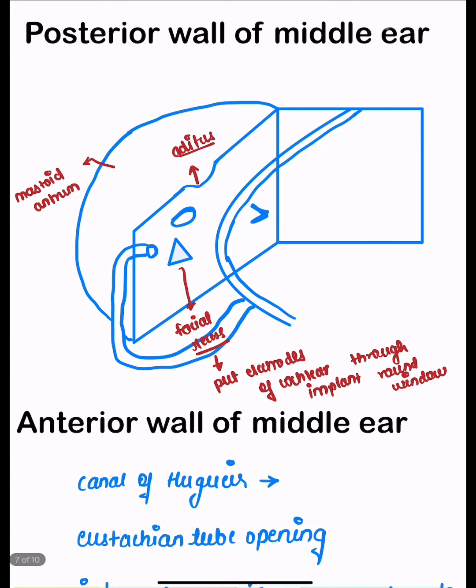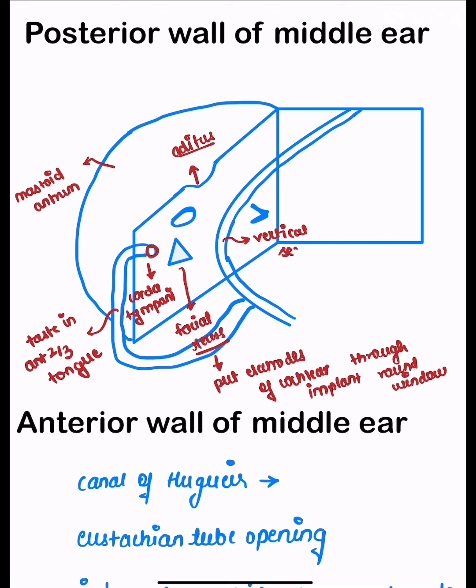The boundaries are on the lateral wall. This is the chorda tympani, which supplies taste sensation in the anterior 2/3 part of the tongue. The medial wall is the vertical segment of the facial nerve.